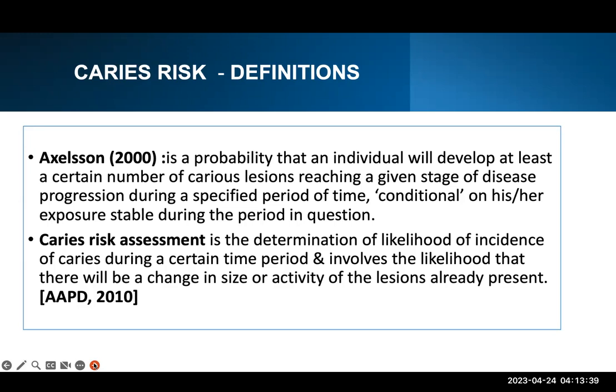And another definition which is very popular, given by the American Academy of Pediatric Dentistry, is that caries risk assessment is the determination of likelihood of incidence of caries during a certain time period, and it involves the likelihood that there will be a change in the size or activity of the lesions already present.